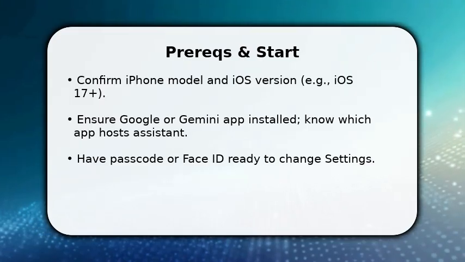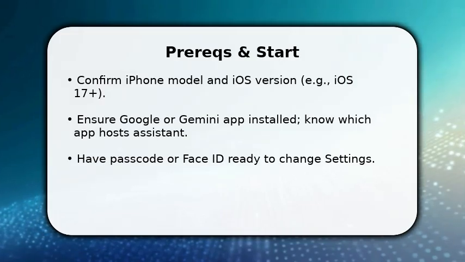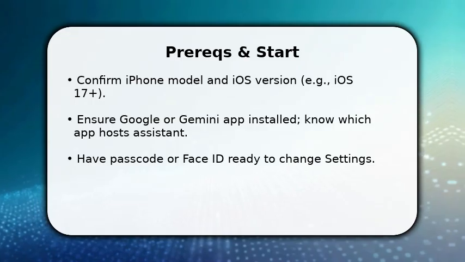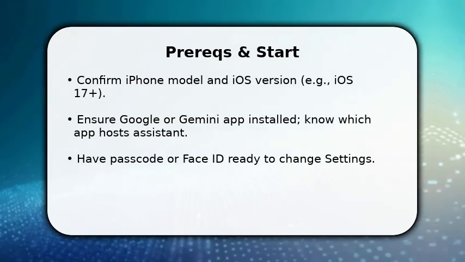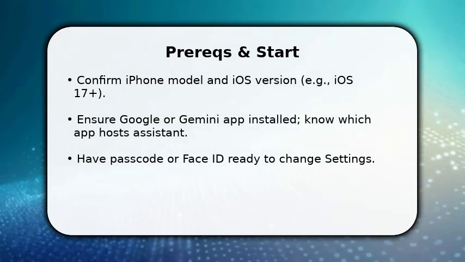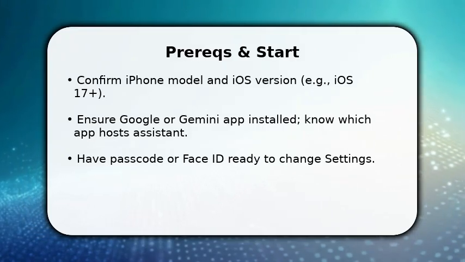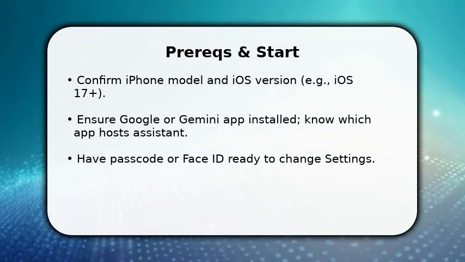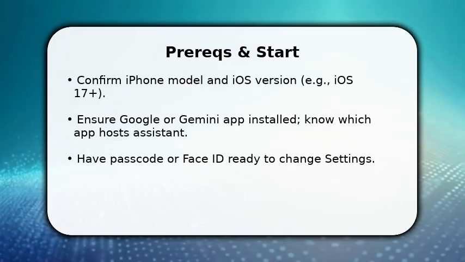You'll start by confirming prerequisites so you don't stop mid-task. Make sure your iPhone runs the required iOS and that the Google/Gemini app is installed. Once done, unlock the phone and open settings. This is where the system level toggles live. You'll also want your passcode or Face ID handy because you'll change app permissions.